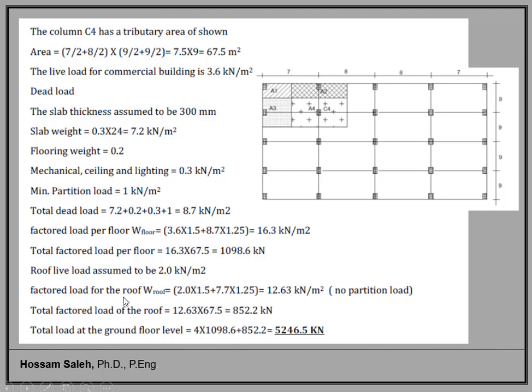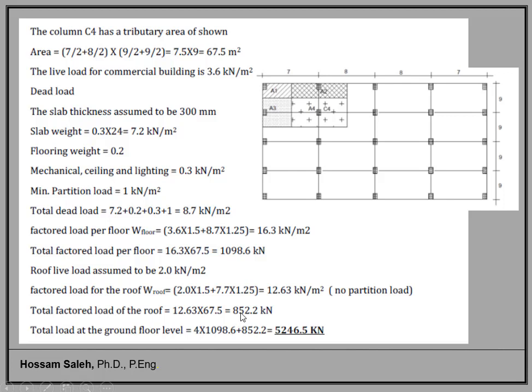So the factored load for the roof will be 2, which is this live load, times 1.5, plus 7.5 times 1.25. Here we removed the partition load. On the roof, you don't need to add the partition load. So that's important to notice. That's 12.63 kilonewton per meter square. Again, multiply that by the area.